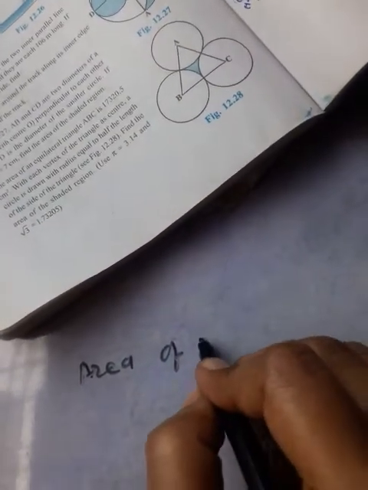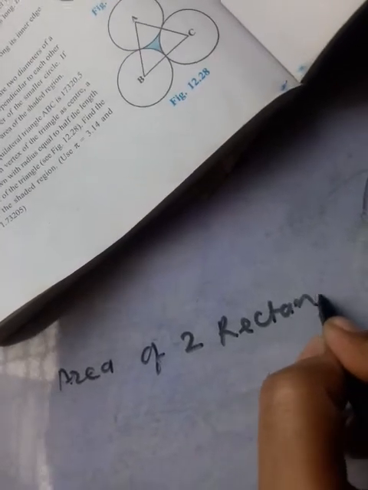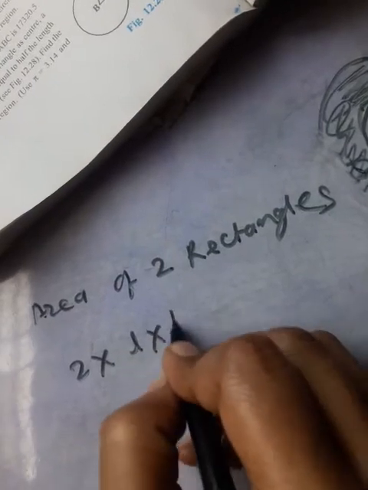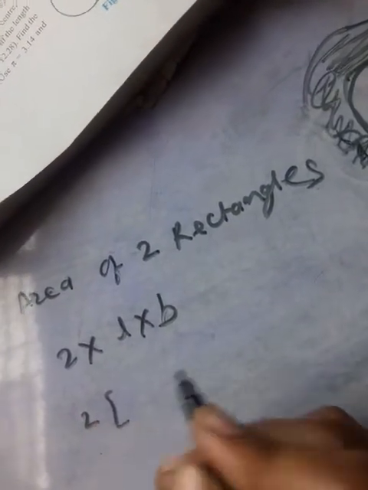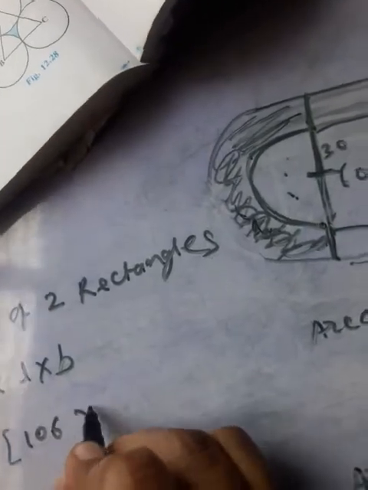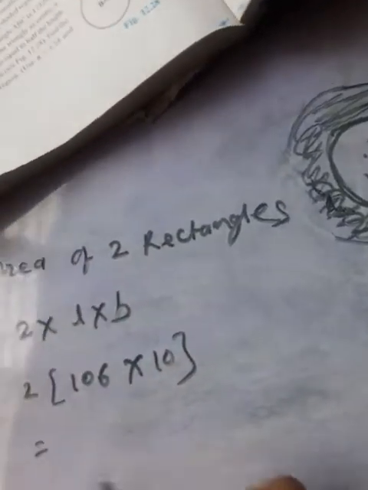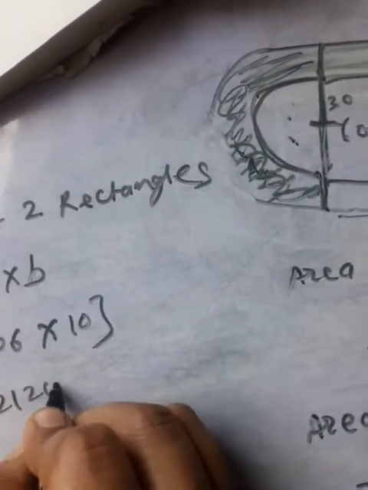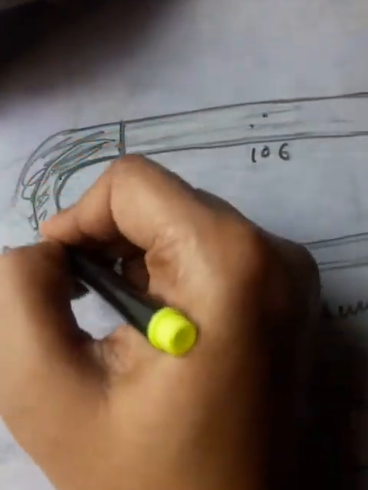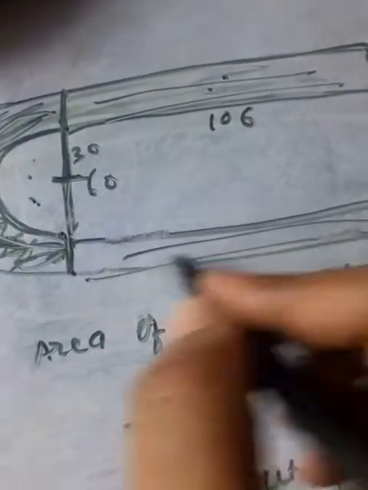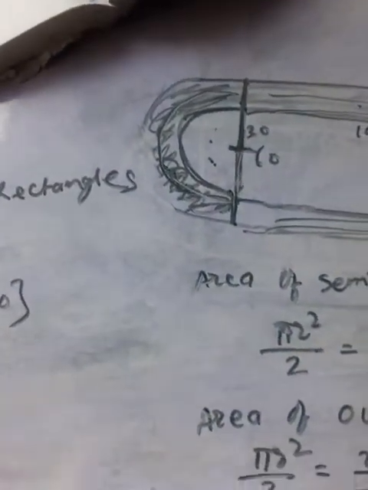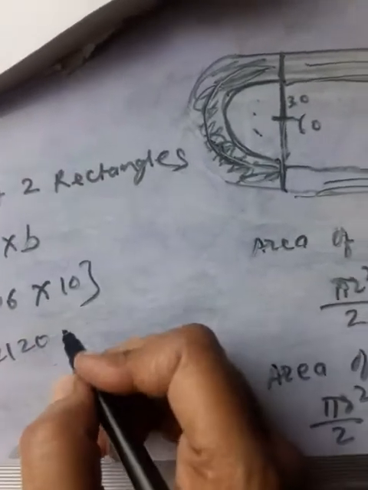So find the area of one rectangle and multiply by 2. Directly I am finding the area of the two rectangular parts here. So 2 into L into B, with L is 106 and B is 10. You will get the area of the two rectangular parts as 2120. Now we have the area of the shaded portion and the area of the two rectangular parts. Then add them, and you will get the final answer.